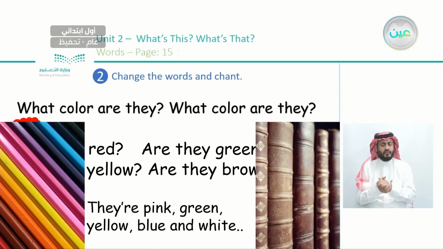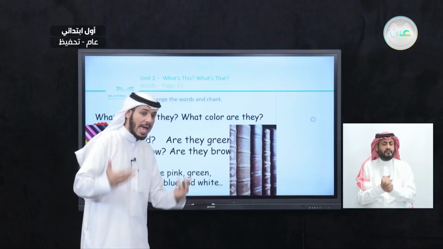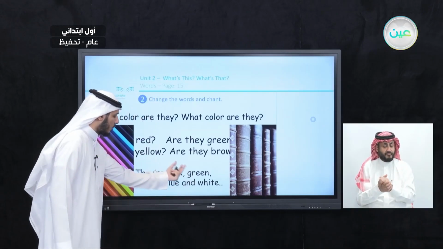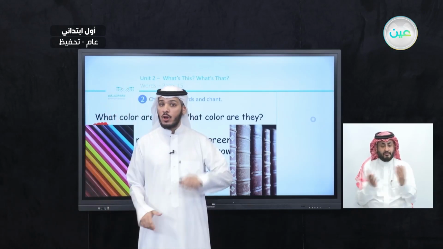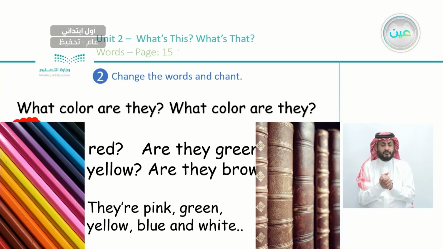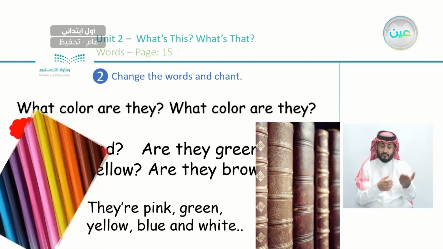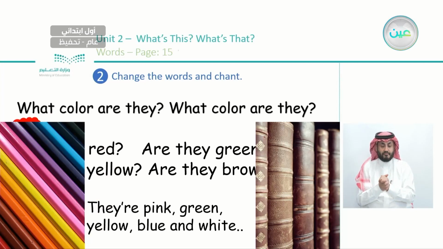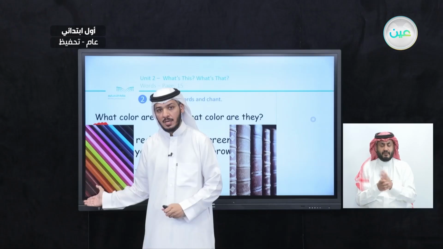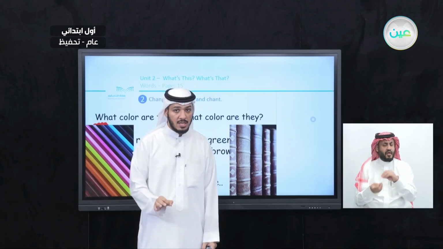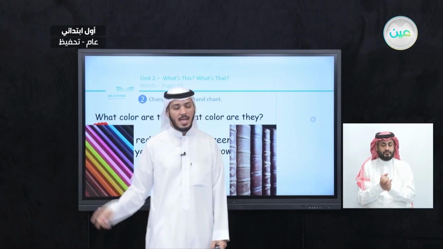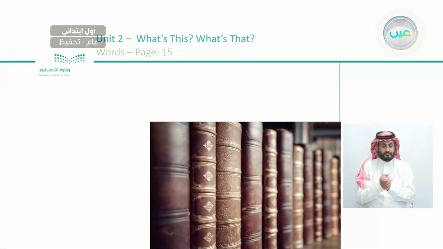So now we have 2 pictures here, okay? We have some pencils here, and we have some books here. Can you tell me which one has the colors? They are pink, green, yellow, blue, and white. Are they the pencils or the books? What do you think? Can you point? Yes, excellent. So it's what? The pencils. Okay, so we have so many pencils here. The colors here are in the pencils. Excellent.